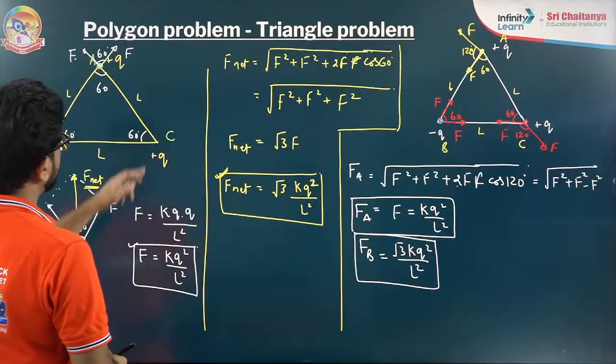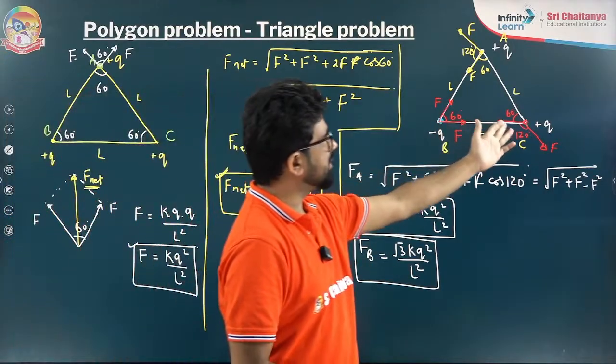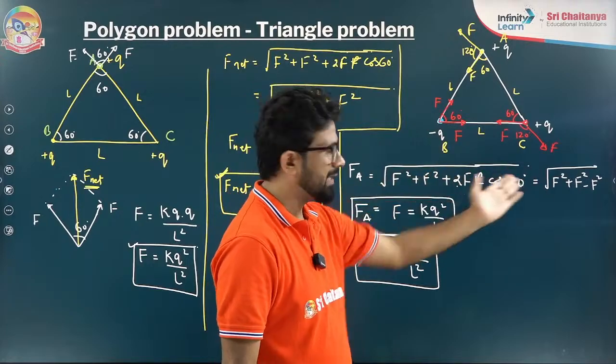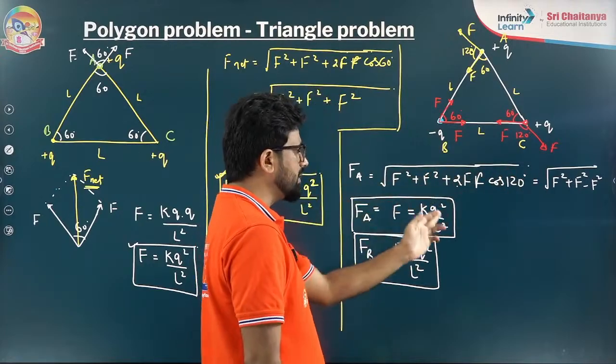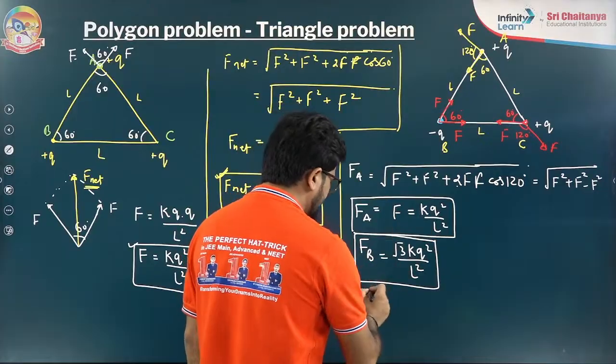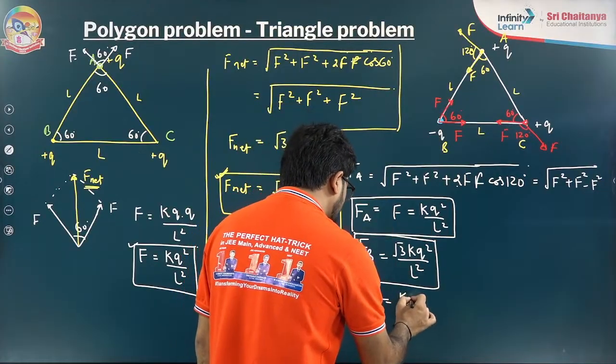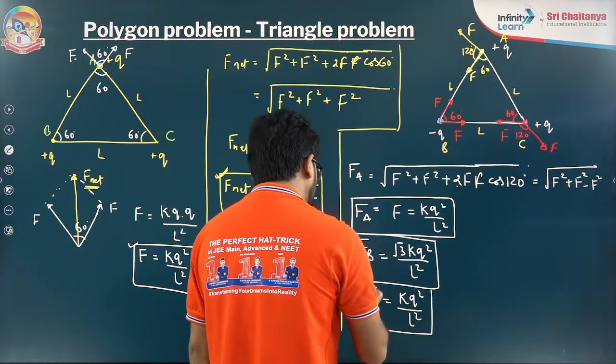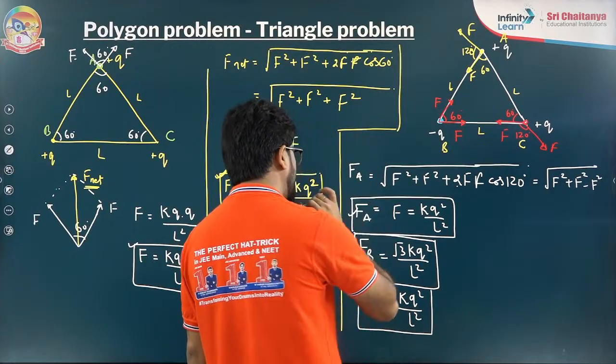If we talk about force on C, what is the angle between them? Again 120. For 120 we have just calculated. What is the value? That is equal to kq square by L square. So the force on C is also kq square by L square. That is the net force acting on C.